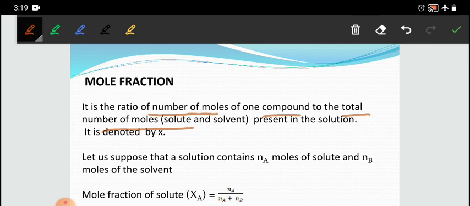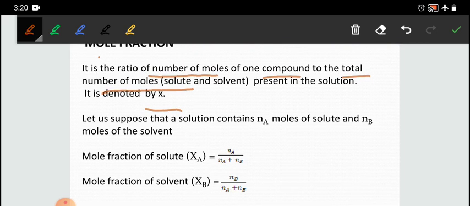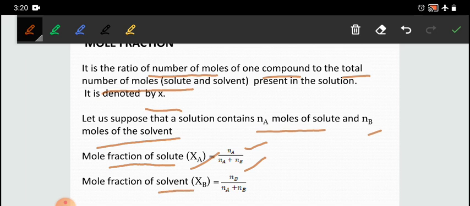Okay, for example, let us suppose it is denoted by x. Suppose you have a solution which contains Na moles of solute and Nb moles of solvent. If I want to calculate the mole fraction of solute, that means Xa, it will be moles of solute divided by total moles of the solution. Again, if I want to calculate the mole fraction of solvent, it will be Nb, moles of solvent, divided by total moles of the solution.